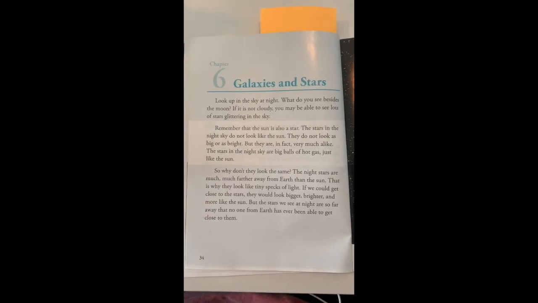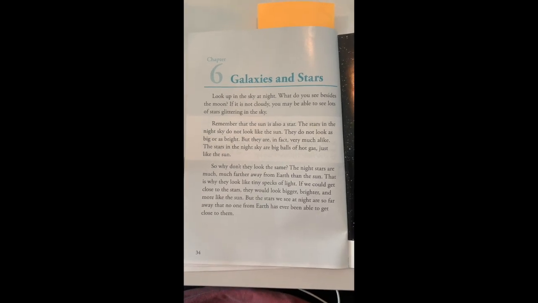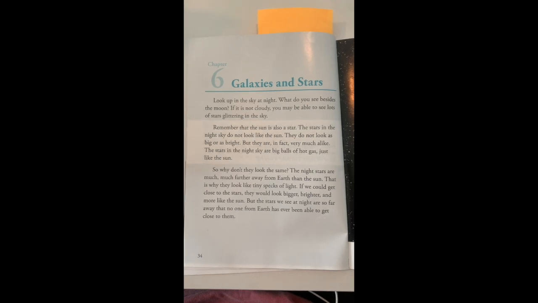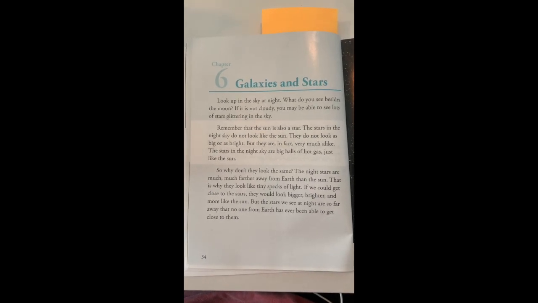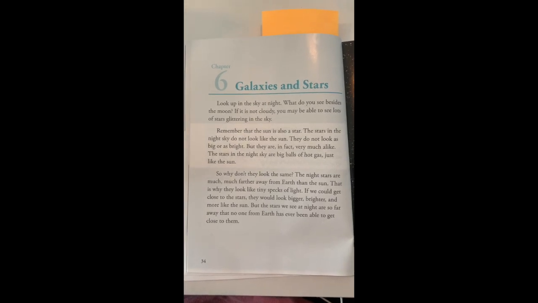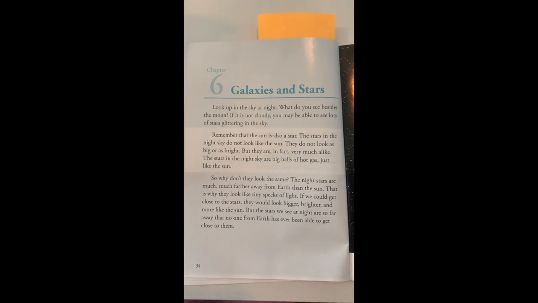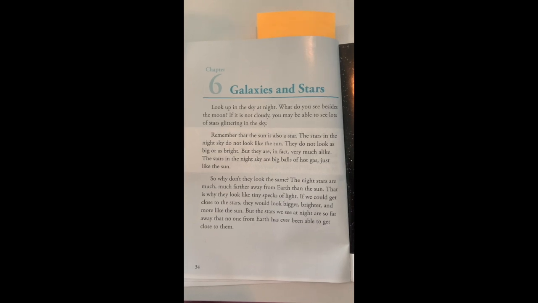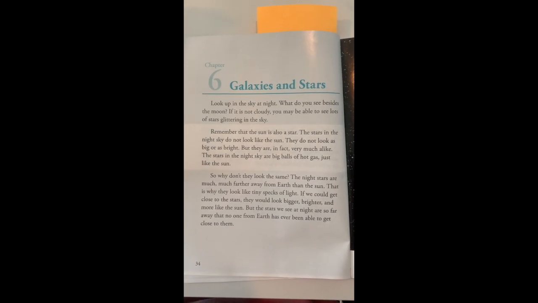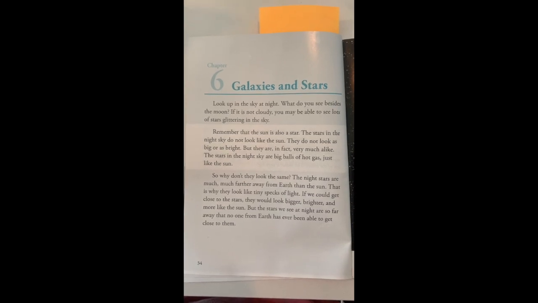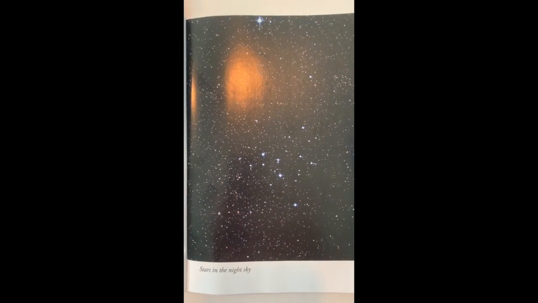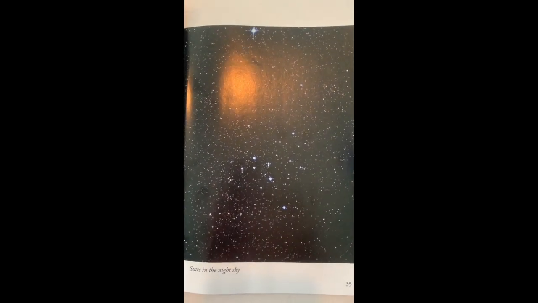So why don't they look the same? The night stars are much, much farther away from Earth than the sun. That is why they look like tiny specks of light. If we could get close to the stars, they would look bigger, brighter, and more like the sun. But the stars we see at night are so far away that no one from Earth has ever been able to get close to them. Stars in the night sky.